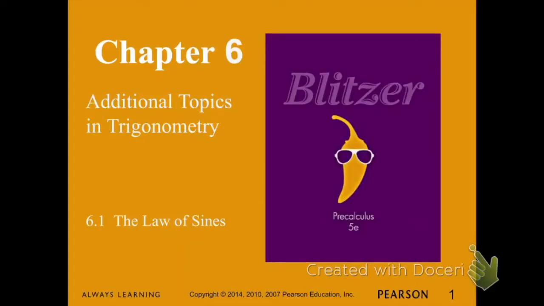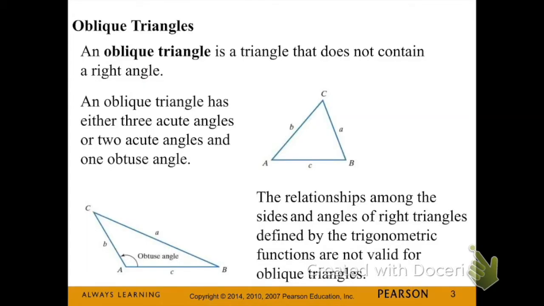Chapter 6, Section 6.1, the Law of Sines. In this section and the next one, the Law of Cosines, we will be working on solving triangles that are not right triangles. The types of triangles that we will be solving are oblique triangles.